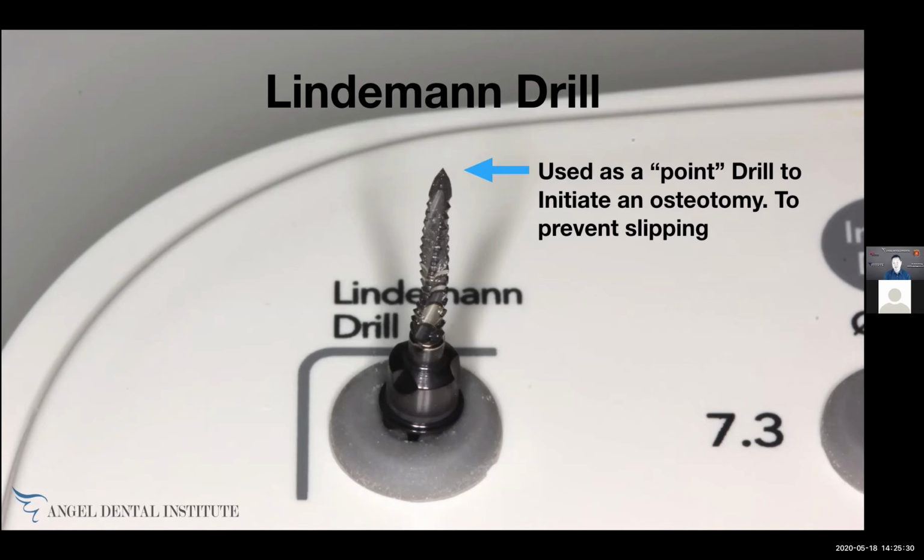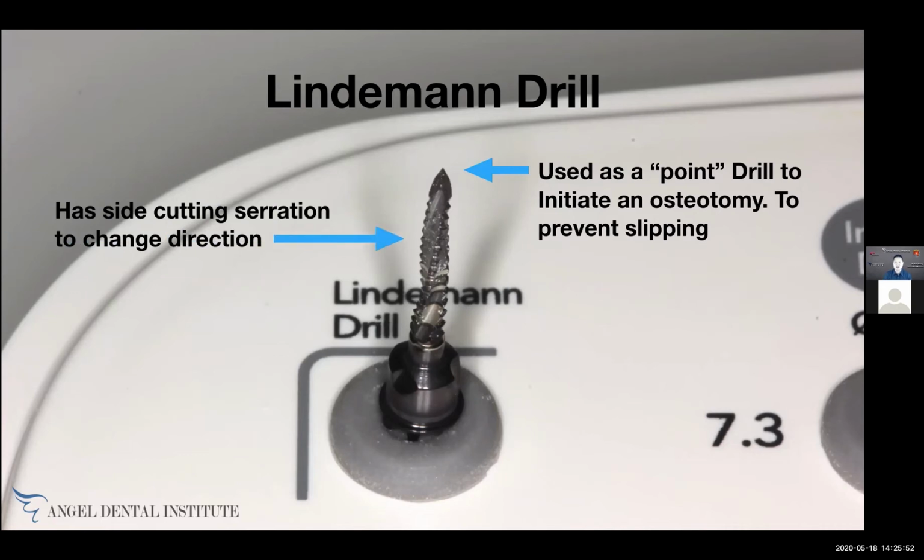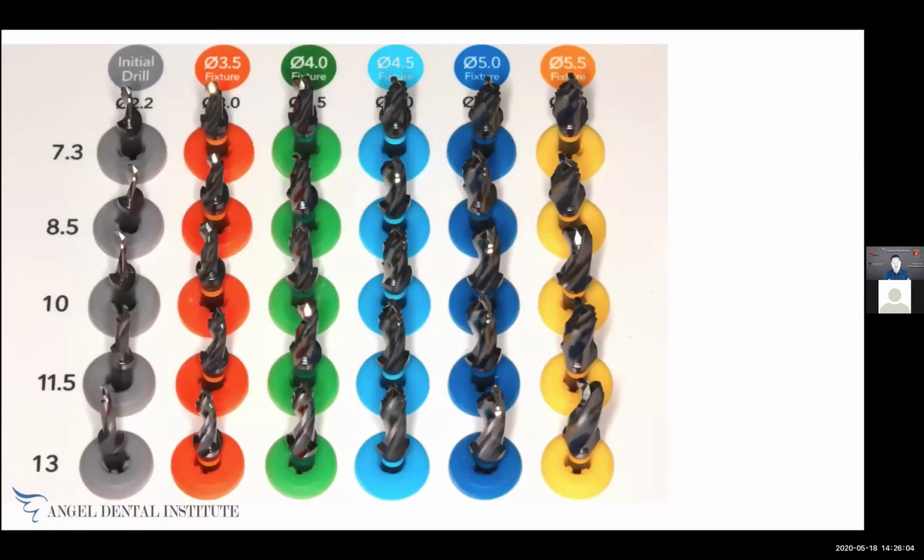Once you get past the cortical plate, it makes it much easier. So you can use a high speed and your favorite burr, whatever it is. But if you don't want to take out your high speed, with the Lindemann drill you can initiate the drilling, okay? And if you notice, there is a side cutting serration. It allows us to change direction. If you go in and you don't like the angle, you can lean to one way as you're going and change the direction of drilling. So that's the Lindemann drill.